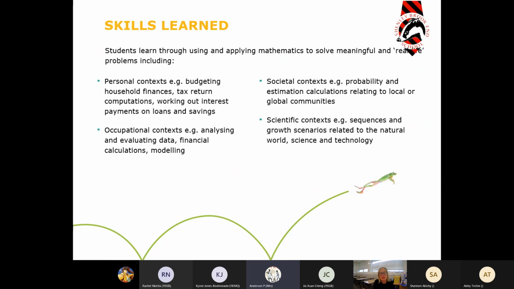There will be contexts that are directly applicable to employment, so analysing and evaluating data, financial calculations, mathematical modelling. Then there are the societal context, probability and estimation calculations. They might be related to local or global communities. So when you are studying this course, we look a lot at case studies. So you can really see how the maths that you learn can be applied in a real life situation.